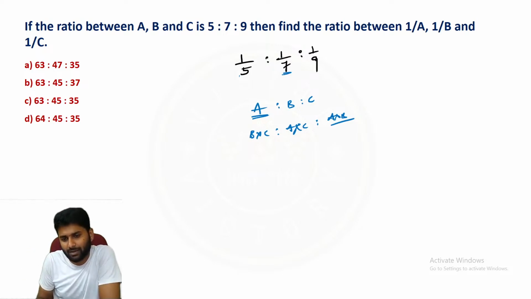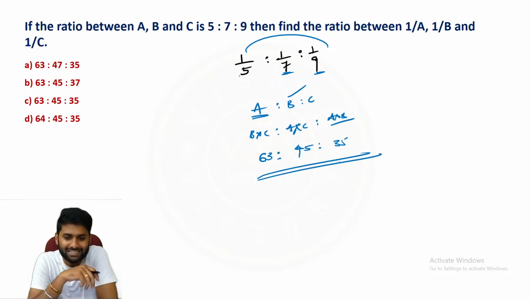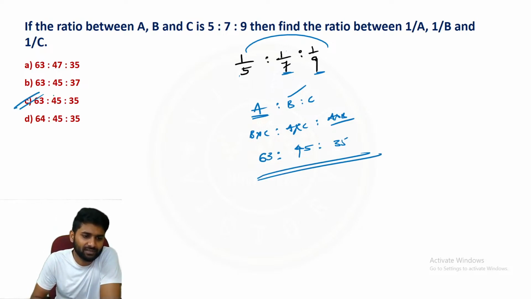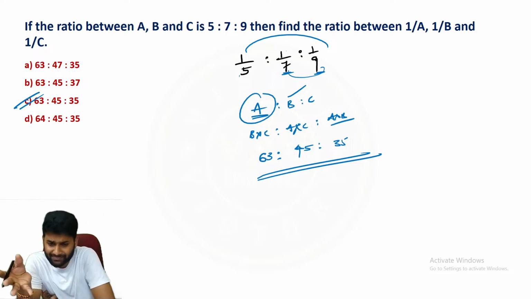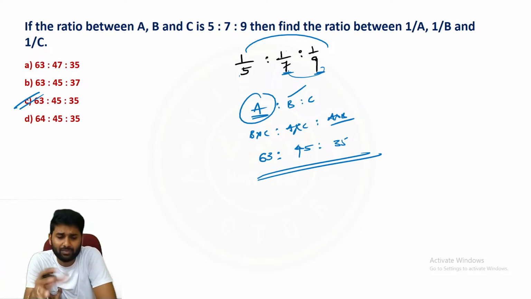For example, multiply these two numbers. 9 sevens are 63. If you want the second element, the product of first and last, 9 fives are 45. Now, if you want C's value, multiply A and B, 7 fives are 35. So it is a ratio of 63, 45, 35. Guys, if you want A's value, multiply B and C. If you want B's value, multiply A and C. If you want C's value, multiply A and B. So if you multiply it, you will get the ratio of 63, 45 and 35.